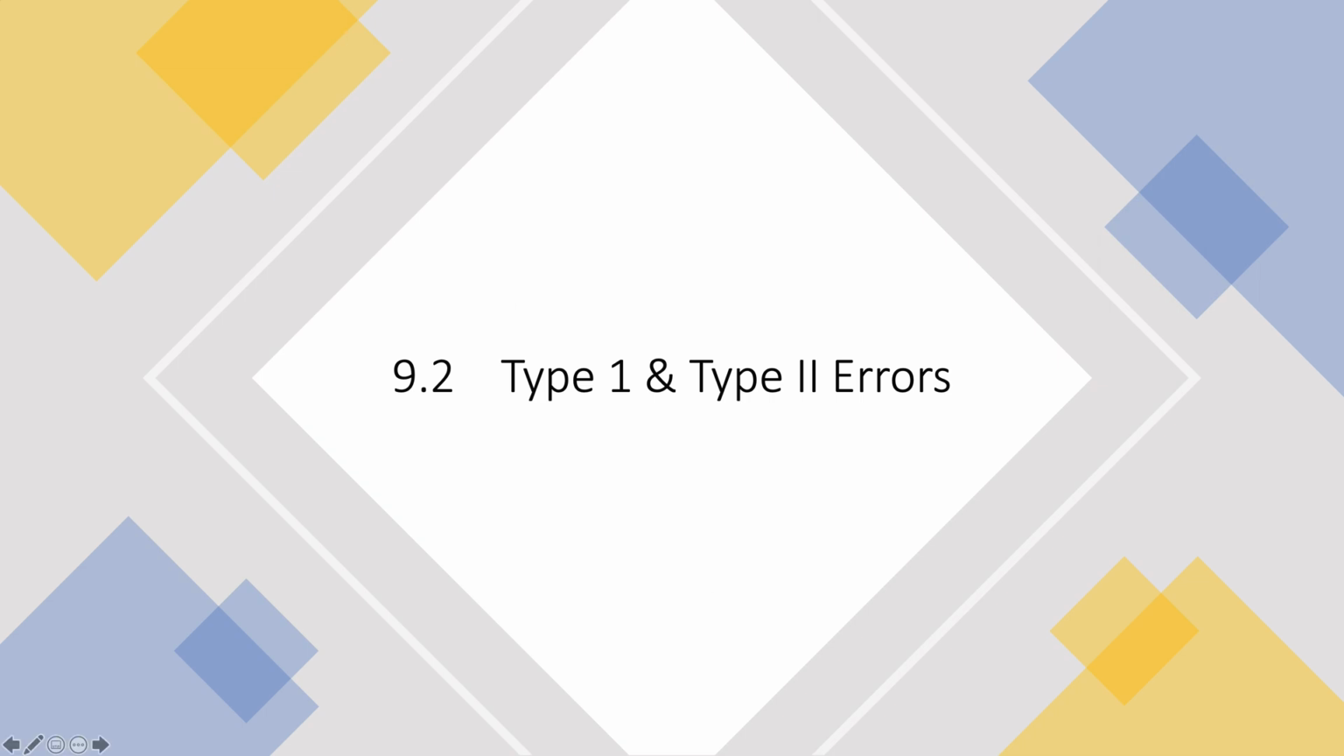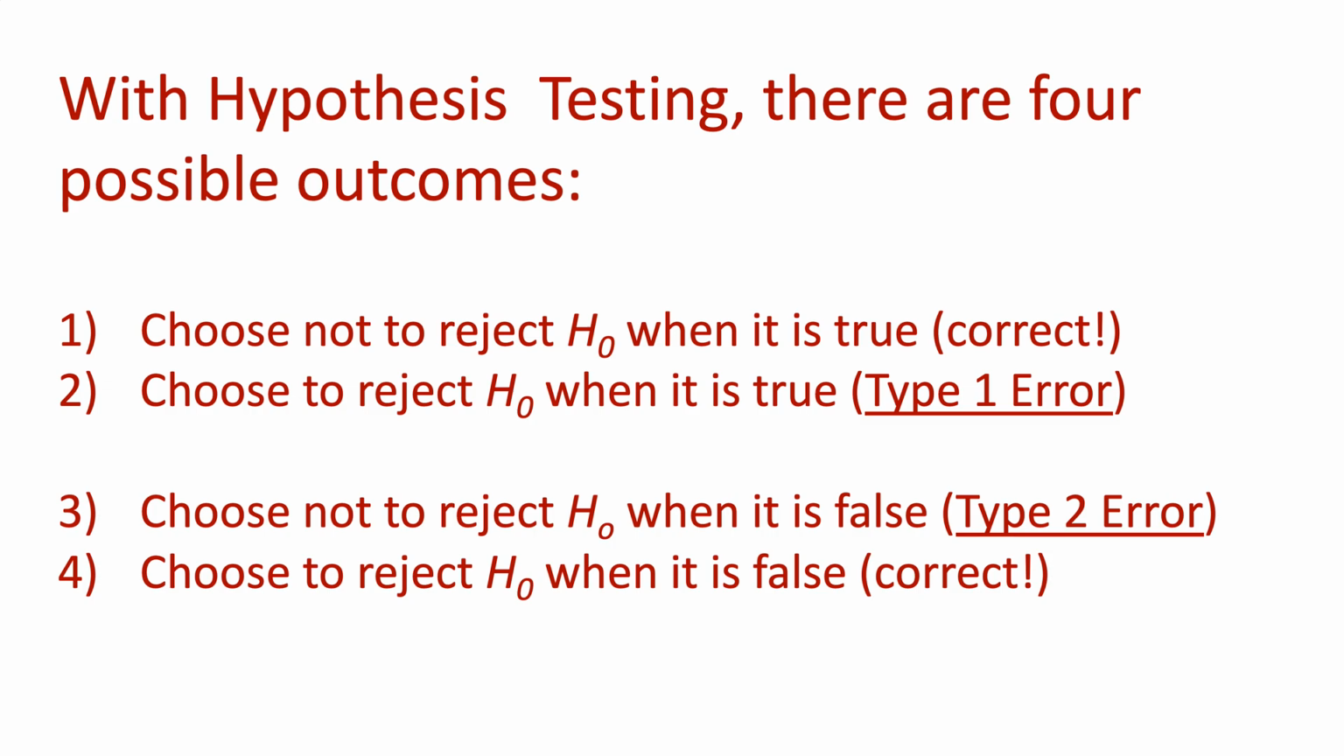All right, so now we're going to talk all about type 1 and type 2 errors as they relate to these hypotheses. With hypothesis testing, there are 4 possible outcomes. The first outcome is that you choose not to reject the null when it is absolutely true. That's the right thing to do. If it's true, you don't want to reject it.